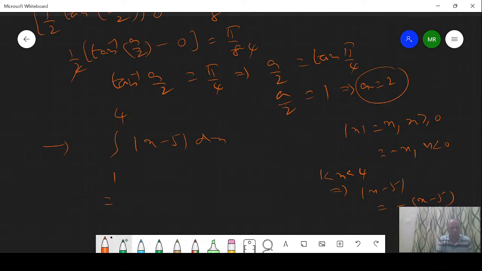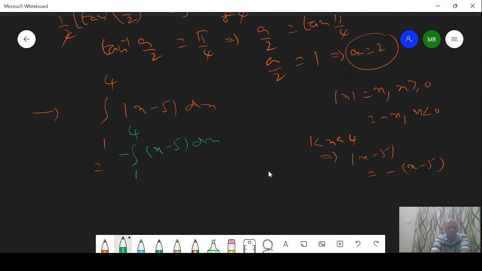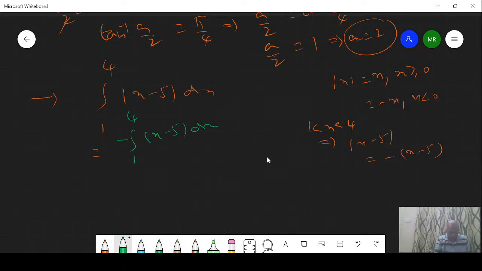So I can write this one, 1 to 4 minus of x minus 5 dx. There you can do integration, your choice. You can do integration of x minus 5 directly, considering it as one single term, whole square by 2, like that also you can do. Or if you do it individually, I can write x square by 2 minus 5x. You can apply this 1 to 4. You apply the limit.